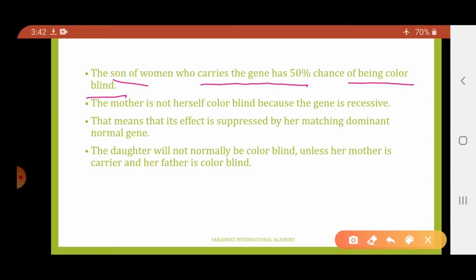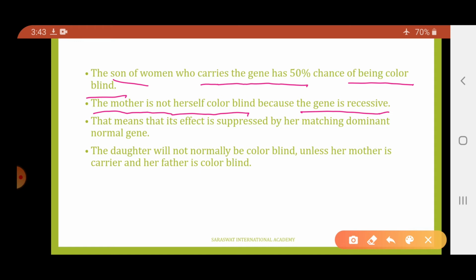Now suppose इनके बीच में mating हुआ and there is a birth of a son. So there is a 50% chance that a son may be a color blind son. How we will see in the inheritance pattern, I will show you. Now see, in this case mother is not herself color blind because the gene is recessive, and we know that when dominant and recessive are present, always dominant gets expressed. We are talking about Mendelian disorders, and Mendelian disorders follow Mendel's pattern of inheritance.